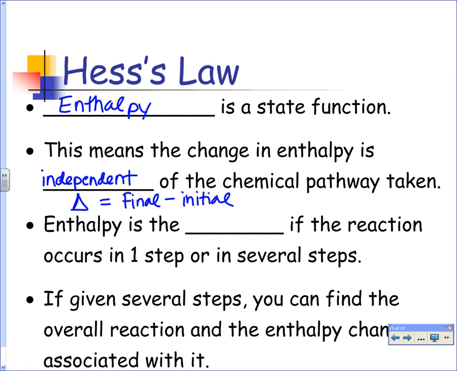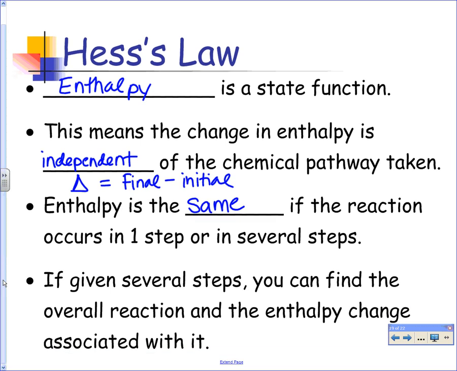A couple things about enthalpy. Because it is a state function and the pathway doesn't matter, enthalpy is the same if the reaction occurs in one step or it takes several steps to get through the problem. If given several steps, you can find the overall reaction and the enthalpy change associated with it. I really like doing these problems. They're kind of like little puzzles to figure out. There are a couple of rules that you want to follow when you're doing Hess's law.